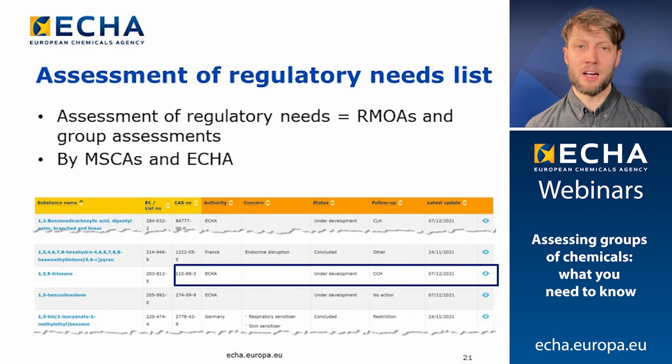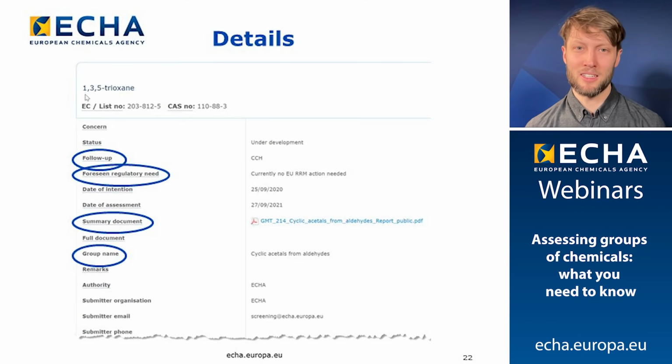If you click on the little I button, you get to details per substance. For example, in this case, on the assessment of regulatory needs list, you see the RMOAs, some done by member states, some done by us. You see a substance, you see some initial information. On the right-hand side, you see the little I button. If you click that, you get even more details.